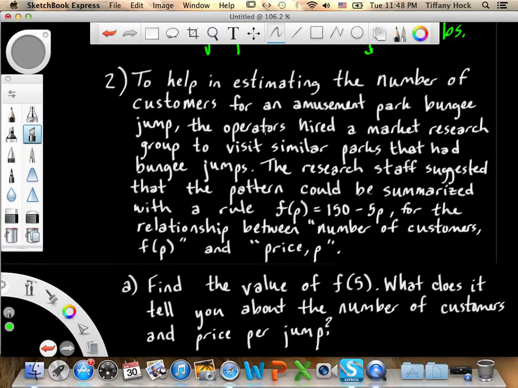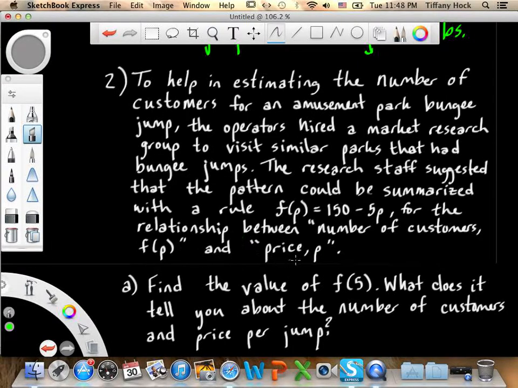So basically what happened is they have this market research group that looks at other parks and how much they charge for bungee jumps, and they come up with a pattern to figure out how many customers will show up, and we're going to call that f of p. Okay, so you may want to write this little part right here down. Number of customers is f of p, and we're going to compare that to the price, which is just going to be the p.